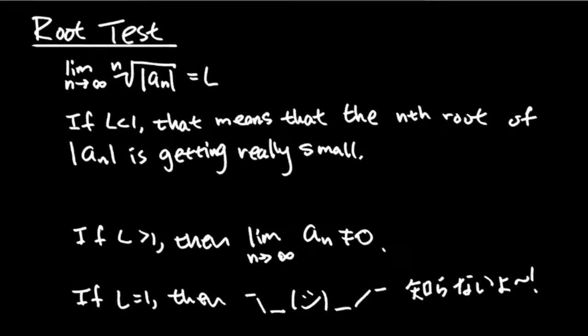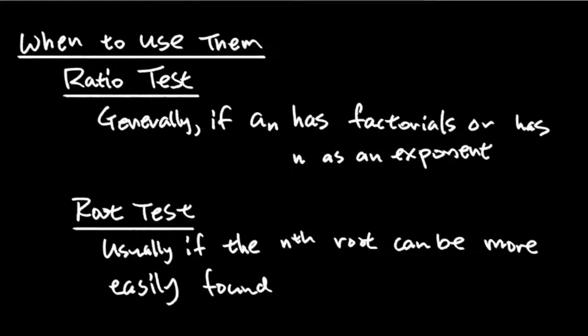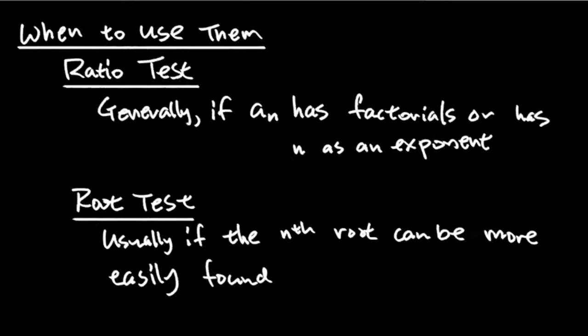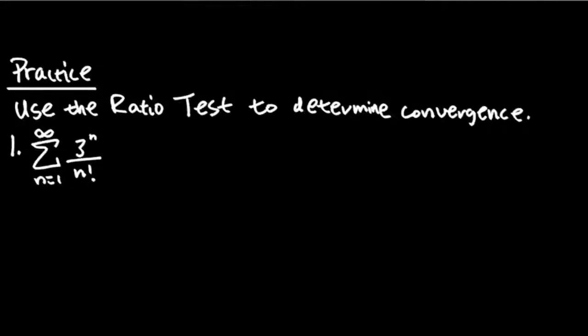So, the question might be, when do we use them? For the ratio test, if you have factorials or n as an exponent, it's probably a good idea to try it. And for the root test, if you can easily take an nth root, so if you have n as an exponent, then that might be a good thing to try, because that may make things a little bit easier. So let's try working with these and see how they go.